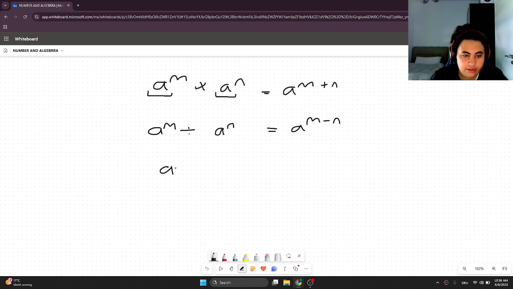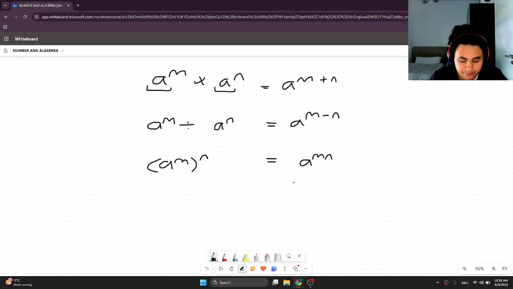Then you have what you call the power of a power rule. So a to the power of m, for example, to the power of n. Now, if you have a number that is raised to a power and then is also raised to another power, like outside the bracket here, then you can multiply both of these exponents together. So you can take a and raise it to the power of m times n.